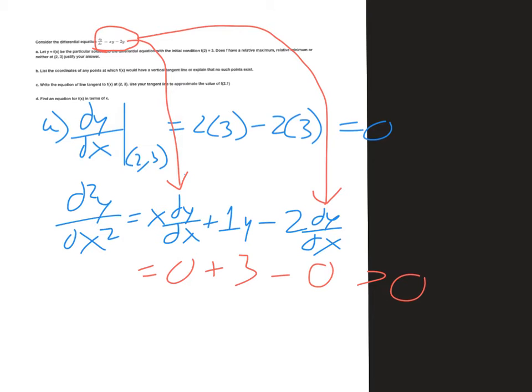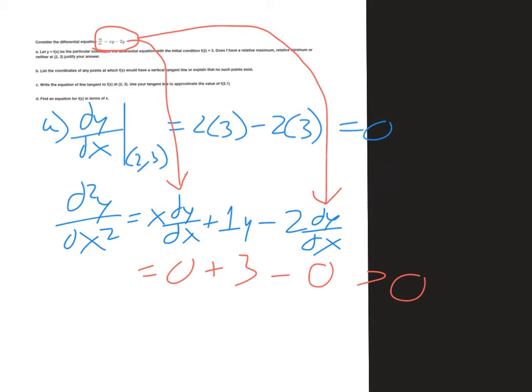Okay. Part B, list the coordinates of any points where we'd have a vertical tangent line. Well, in order to have a vertical tangent line, the derivative needs to be undefined. There's no values of x or y that this is going to be undefined at. So because it says or explain, we would say that no such points exist because no values of x and y are going to make that derivative undefined.